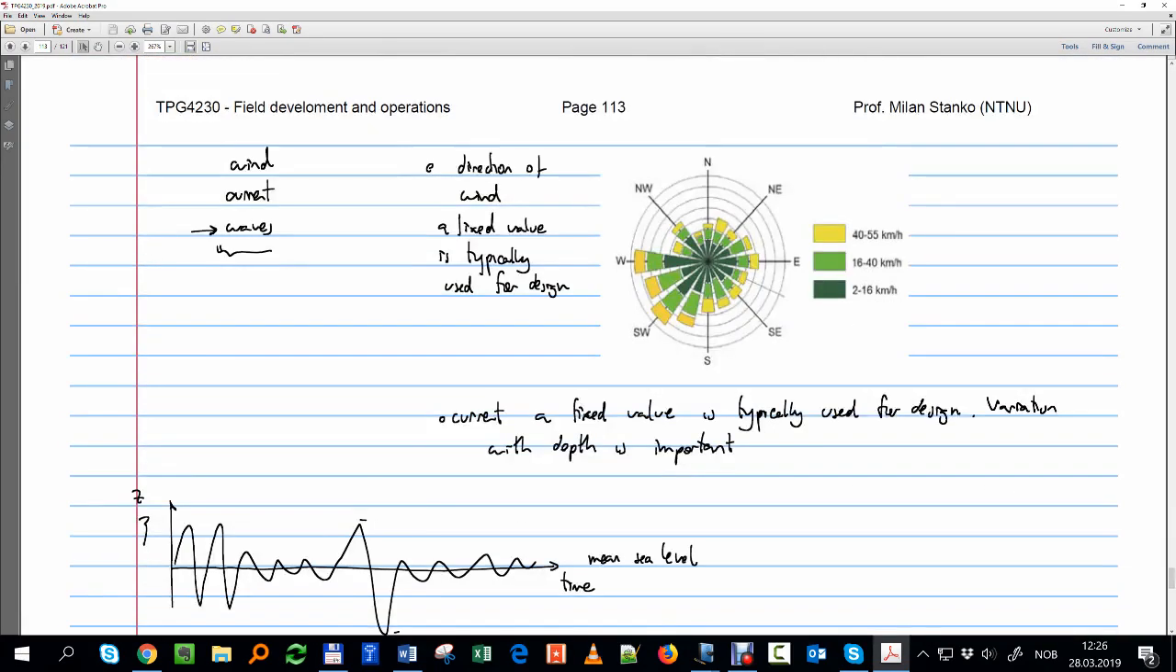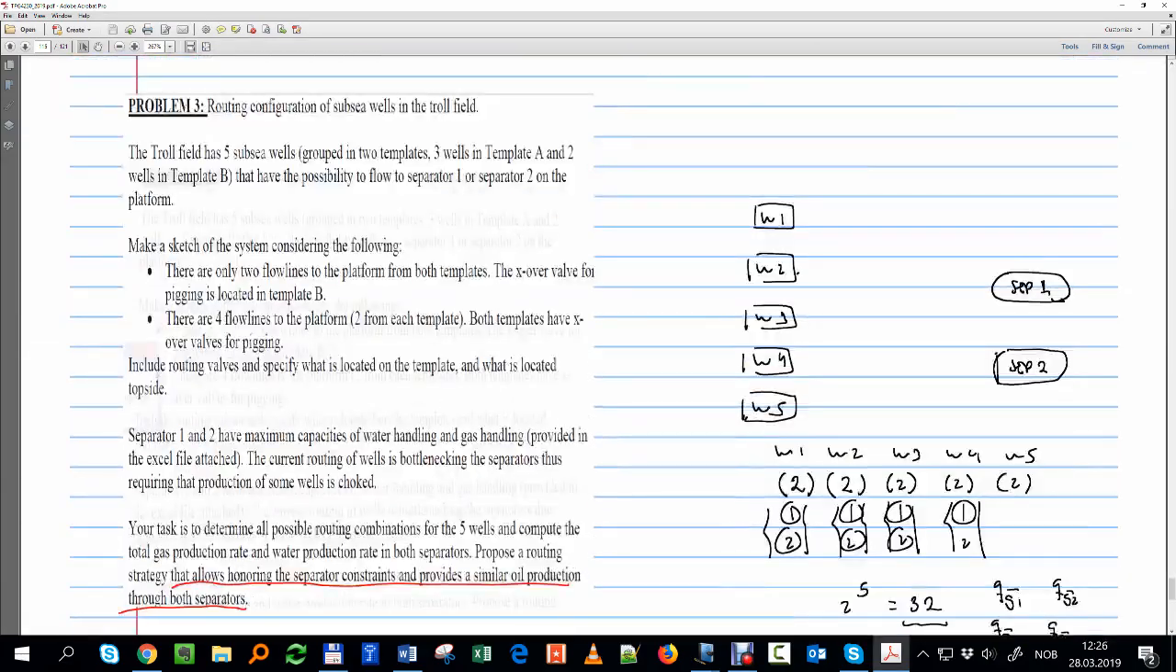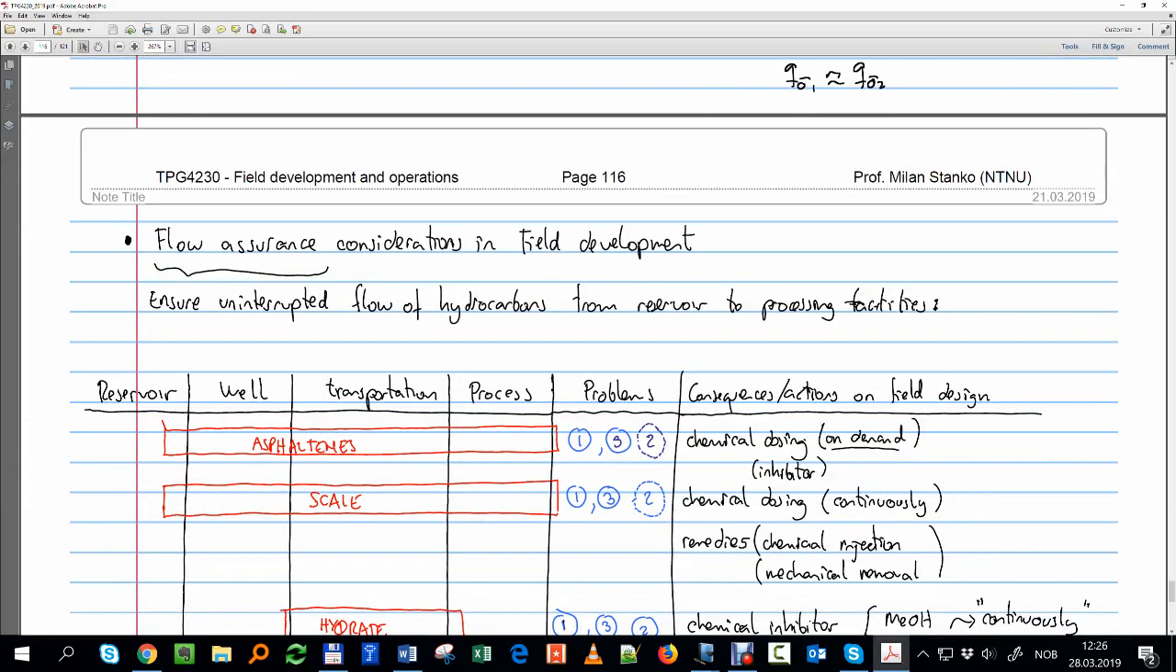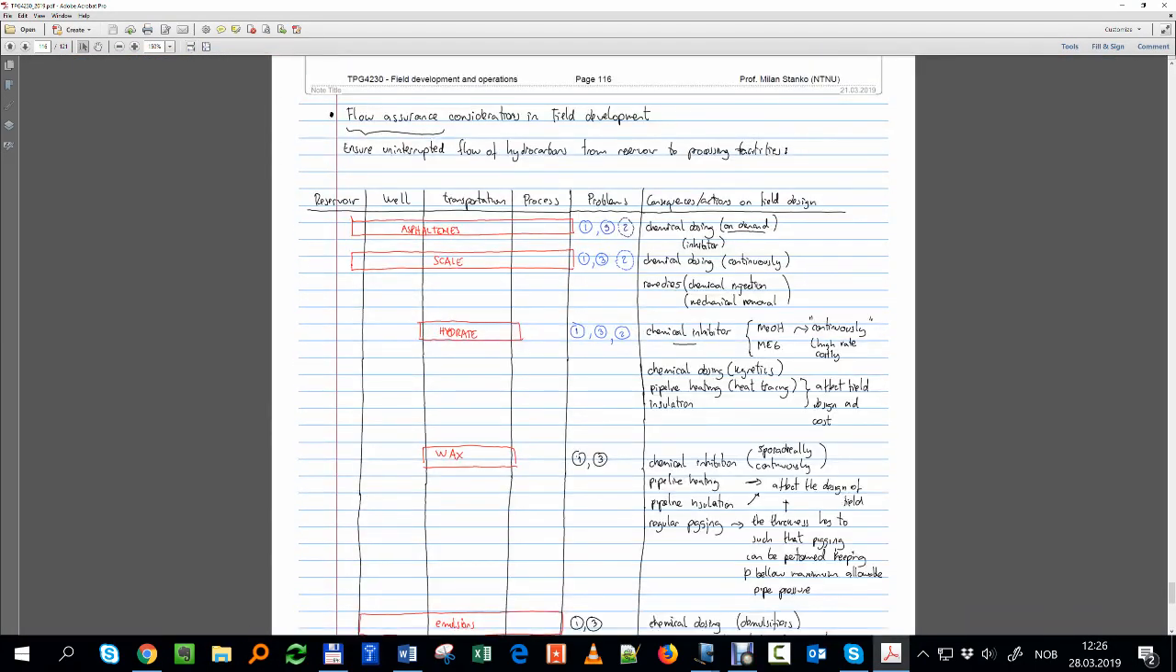Okay, so we talked about some flow assurance issues that we have. That was last Thursday. And I also encourage you very highly to go and check. You can check any material you have, or there is a ton of information on the web. But to start with, maybe you can go to the chapter in my compendium, because I think it gives a good overview of most of these issues.